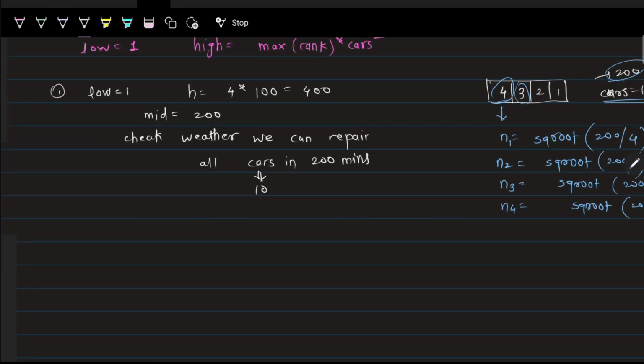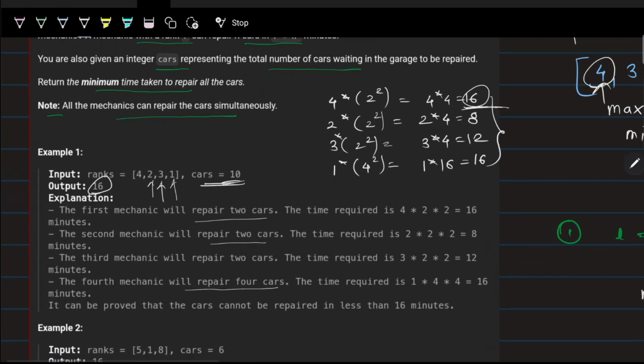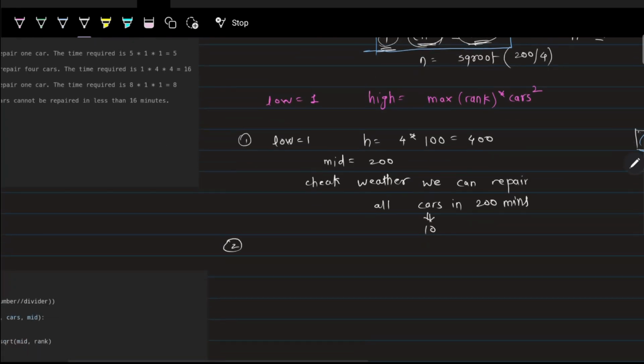So if this is possible, then what is my next goal? If something is returning true, we have to shrink our range, because we have to find the minimum possible answer. This is what we have been asked here. Return a minimum time, right? We have to return a minimum time for this problem.